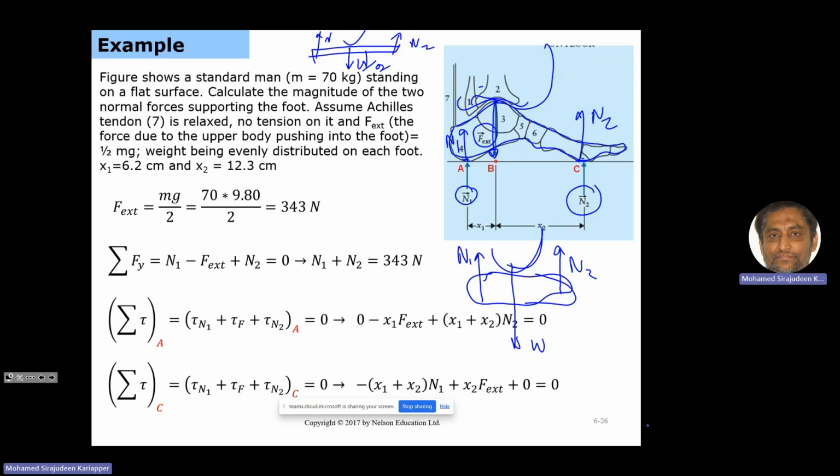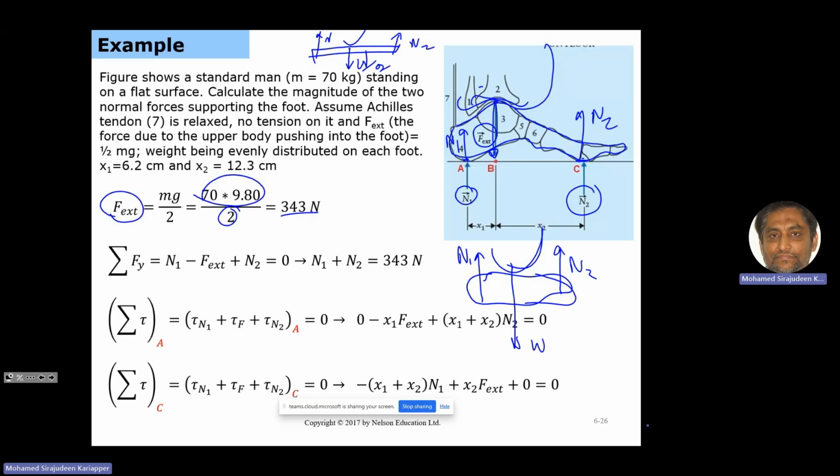But also you have to subtract the foot. Maybe we can assume the foot has a very little contribution. So the external force will be half of the man's weight, 343 Newton. Is that clear to everyone? Why did I take the half? Because we are looking at one side of the body.